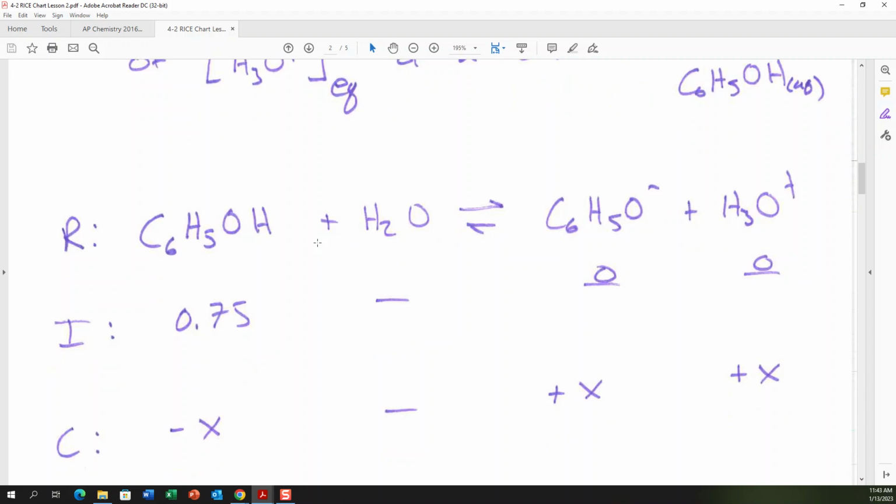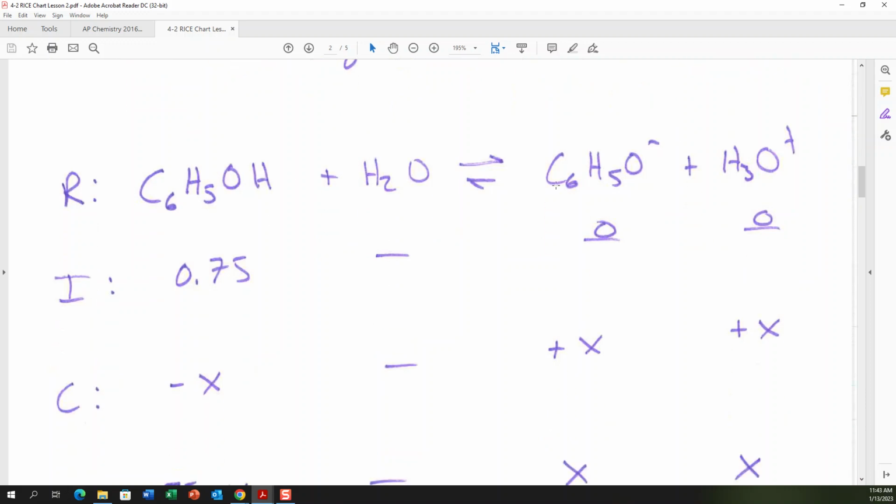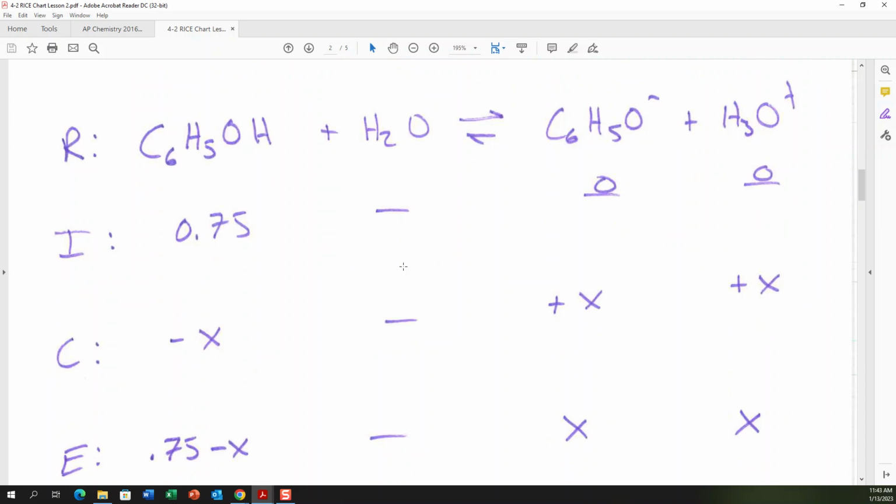So let's organize what we have. All right, so we have our reaction. Notice I'm putting dashes through the water because we don't care. If something's a liquid or a solid, you can put it at the top in your RICE chart, but you're not going to put any numbers for it. So our initial molarity of C6H5OH is 0.75, but our initial concentration of C6H5O minus is 0, and our amount of hydronium is 0. Now, really, our amount of hydronium, because this is happening in water, is 1 times 10 to the negative 7 to start with, but that's a lot smaller compared to that, so we're just going to call it 0.